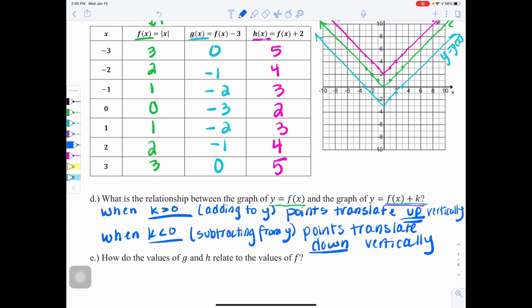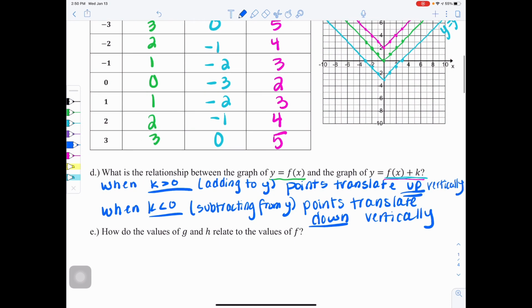In part E, how do the values of g and h relate to the values of f? So I kind of alluded to this earlier when we were looking at the table of values. But if you look at the original f of x and then you look at g of x, all of the output values have gone down by 3 because there was a subtraction of 3 on the outside of f of x. Okay, so if we look at g of x, it is 3 less than f of x.